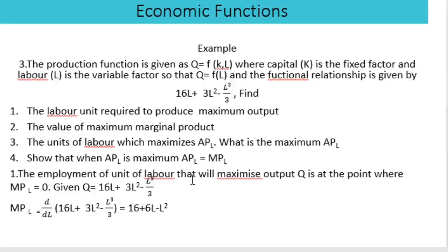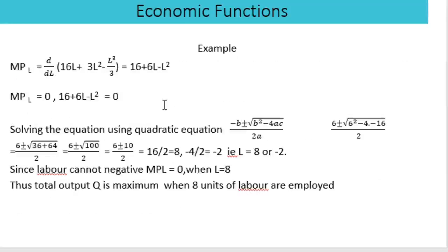The first question: the employment of units of labor that will maximize the output Q is at the point where MPL equal to 0. That is, find the value of marginal product of labor from this function by differentiating it with respect to L. Then we will get the marginal product of labor. At marginal product of labor equal to 0, total product will be the maximum. Marginal product of labor is 16 plus 6L minus L square. Then this will be equal to 0: 16 plus 6L minus L square equal to 0.